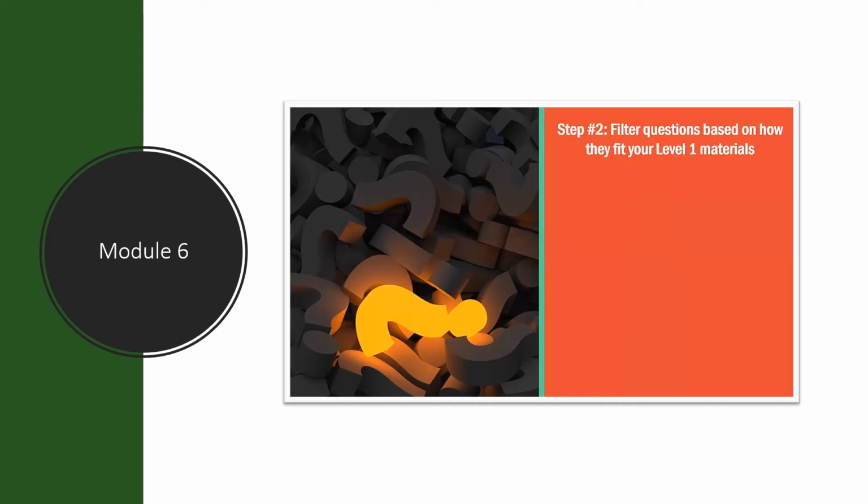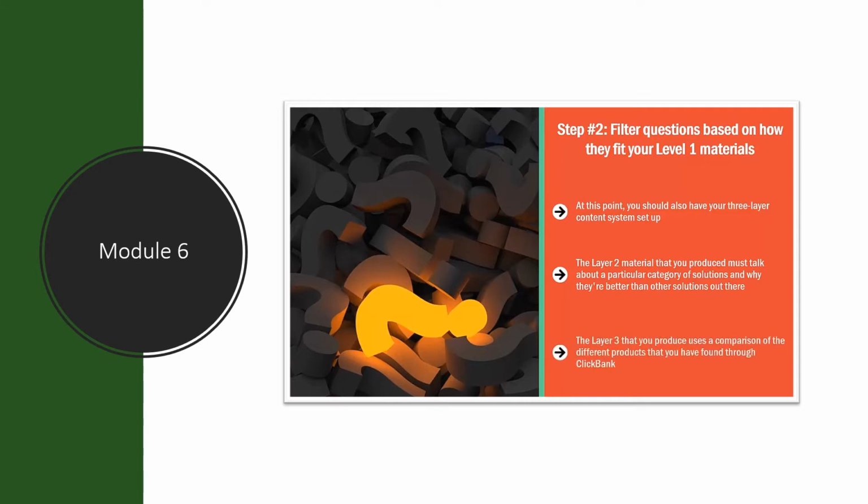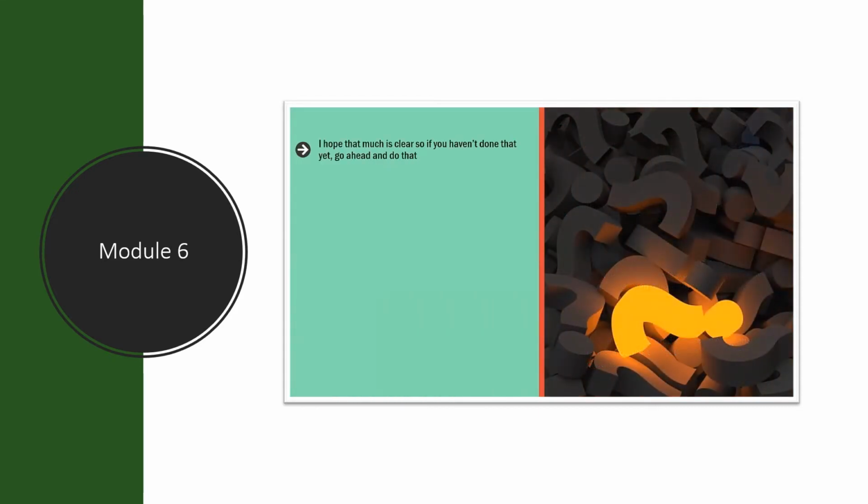Step number 2, filter questions based on how they fit your level 1 materials. At this point, you should also have your 3-layer content system set up. The first layer is a blog post that informs the reader regarding the problems that they have and the range of solutions, as well as a common sense guide on what to do and what not to do. The layer 2 material that you produce must talk about a particular category of solutions and why they're better than other solutions out there. The layer 3 that you produce uses a comparison of the different products that you have found through ClickBank. I hope that much is clear, so if you haven't done that yet, go ahead and do that.